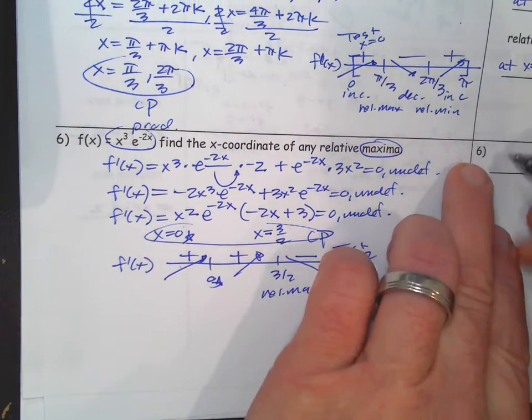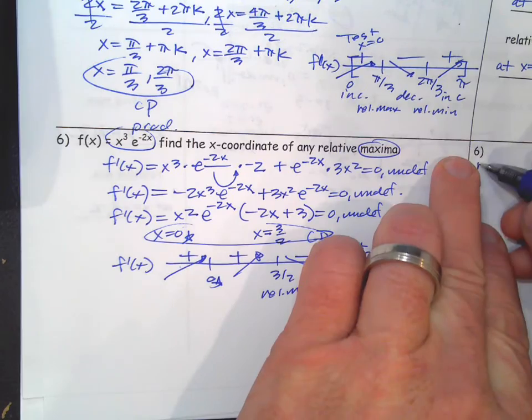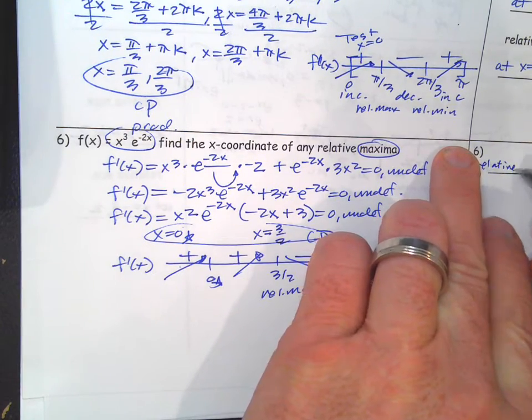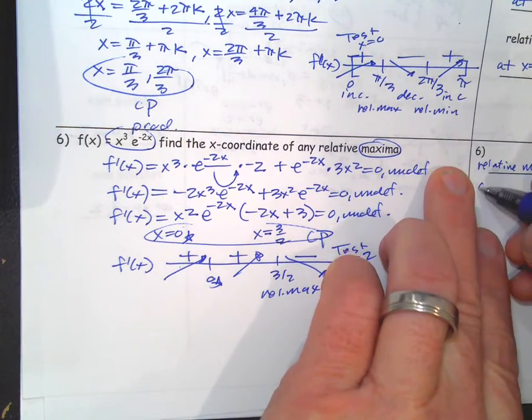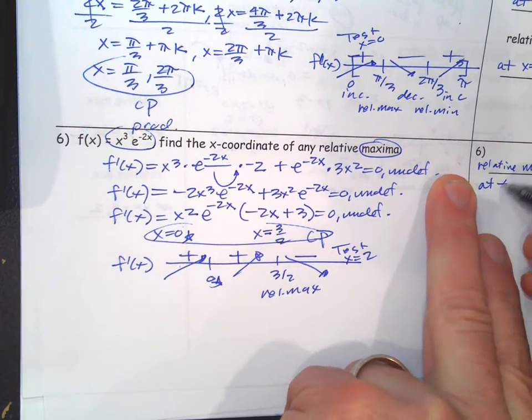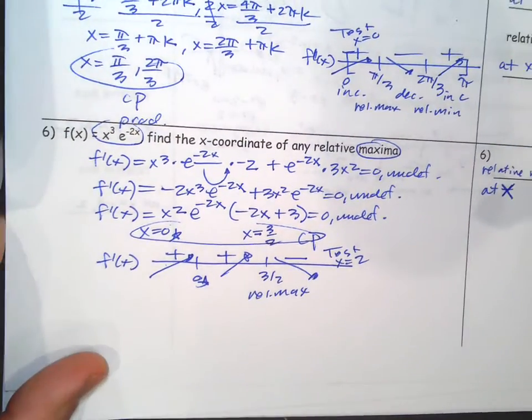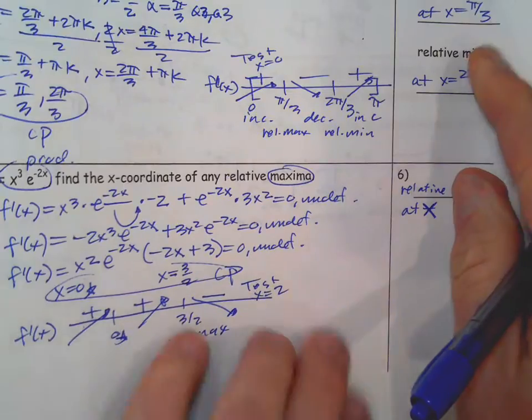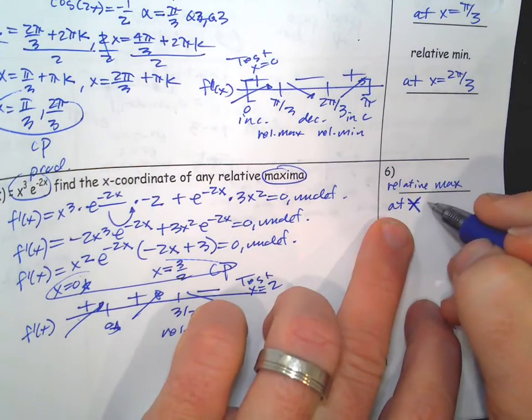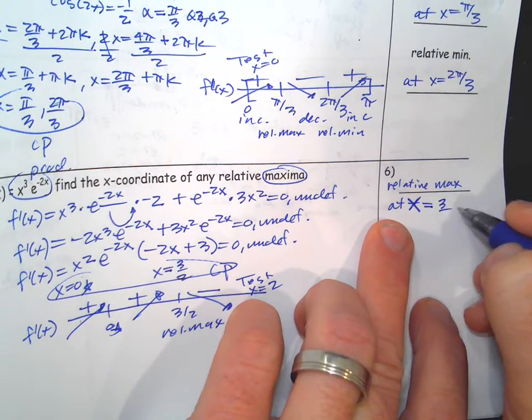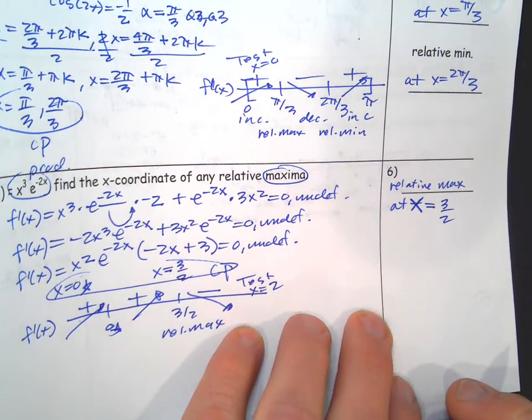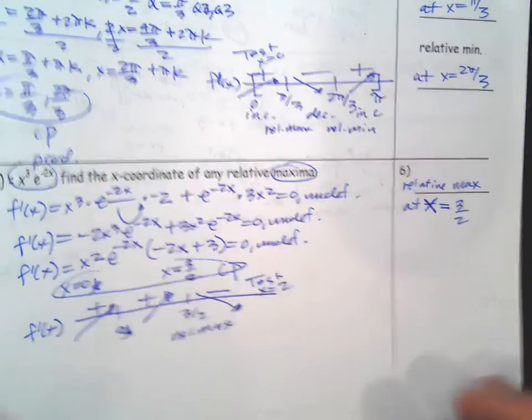And so we're going to say that there is a relative max at. Don't say the relative max is, because the relative max is the y value, which you could find if you want, but you're not being asked to. We're just asking for the x coordinate. So that's it on that one.